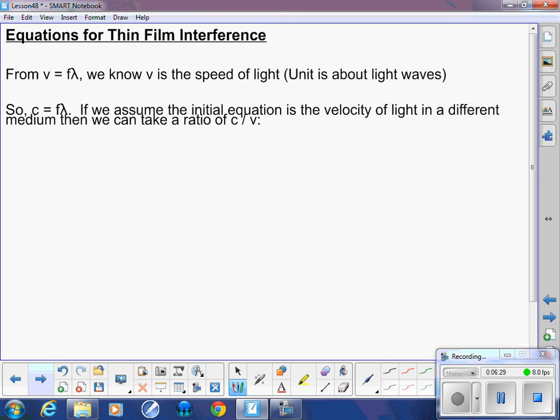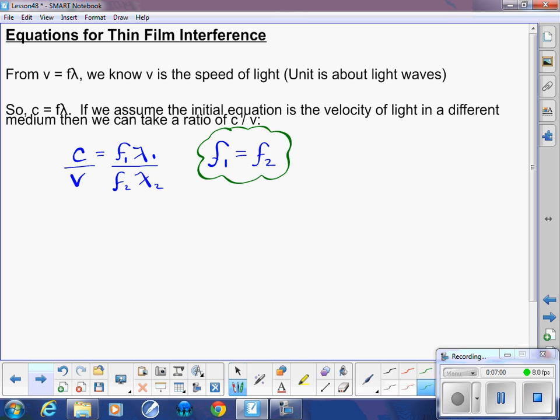So if we assume that the initial equation is the velocity of light in a different medium, and this is the speed of light in air equals f lambda, if we set it up as a ratio, I want to divide it by the velocity in another medium, which means the frequency in another medium, with lambda 1 and 2. Note that because it's being generated by the same source, the frequency of light has to be the same. You can't change your frequency even if you enter into a new medium.